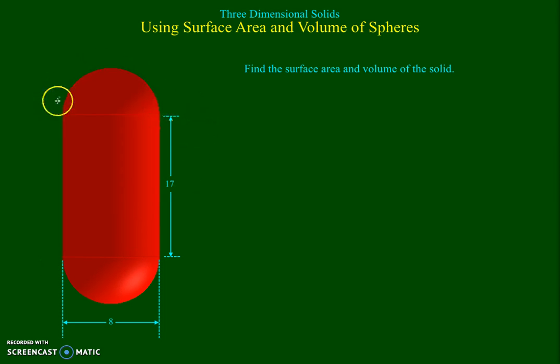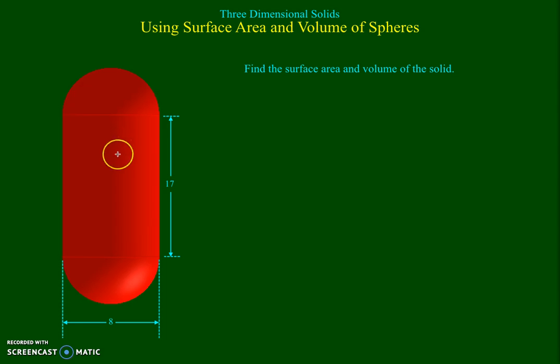If this is truly a hemisphere and this is a hemisphere, if we add these two together, that gives us the surface area of a sphere. So we're going to have the surface area of a sphere plus the lateral area of this cylinder. Now we wouldn't use the surface area of a cylinder simply because we're not including the bases in the calculation.